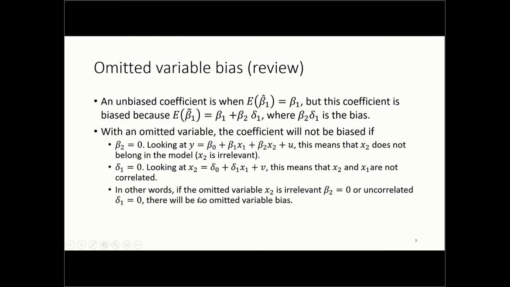So if we have omitted variable x2, and that variable is irrelevant, so its coefficient beta 2 equals 0, or is uncorrelated with the other variable, so delta 1 equals 0, there will be no omitted variable bias.